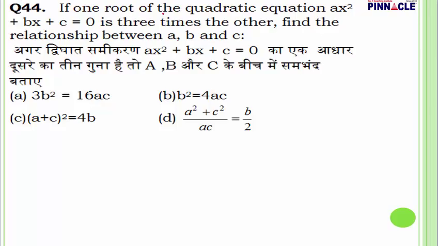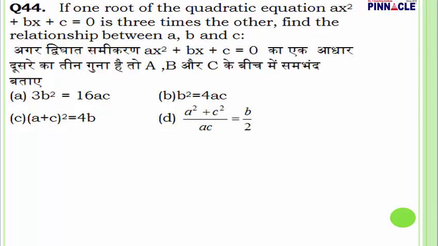If one root of the quadratic equation ax square plus bx plus c is equal to 0, this is the quadratic equation, and one root is 3 times the other root. Find the relationship between A, B, C. Very, very important question, and you must know about this question. One root is given, let's say first root is alpha, other is beta. One root alpha is equal to 3 times the other.